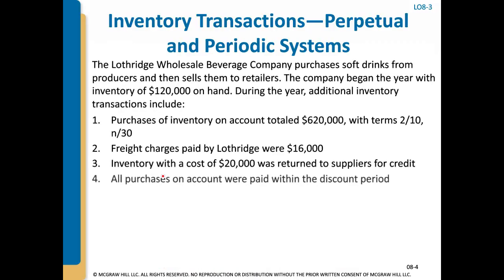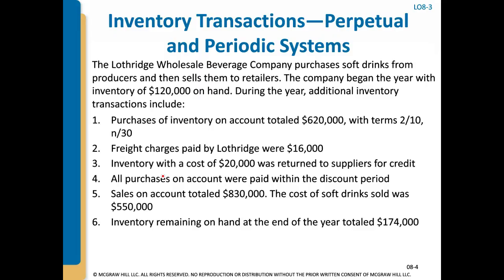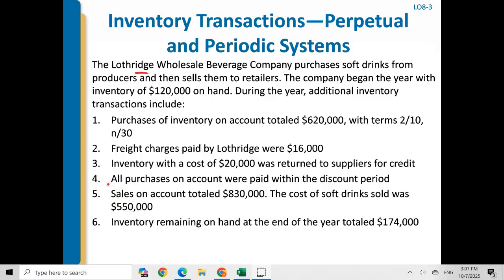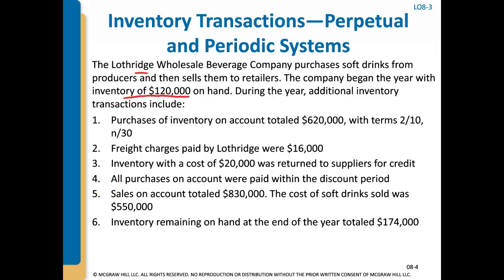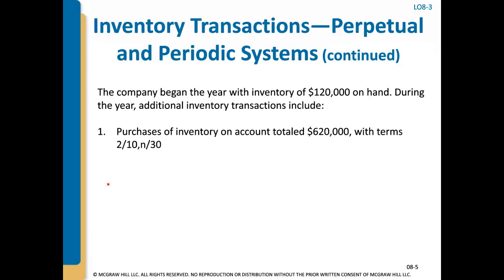So let's go through an example of a company that made acquisitions, purchases, and returns and had discounts, and see how we record it on the perpetual, if a company is on the perpetual inventory system versus the periodic. So here's our example. The Lothridge Wholesale Beverage Company purchases soft drinks from producers and then sells them to retailers. The company began the year with inventory of $120,000 on hand, and during the year, additional inventory transactions were as follows. We're going to go through the slides one by one, so I'm not going to read it.